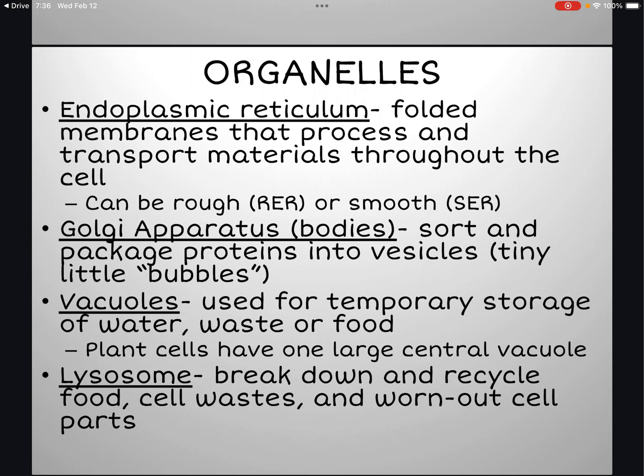Lysosomes are kind of like the maintenance and the janitor crew in the cell. They come down and they clean up the messes. They break down products that are no longer any good, maybe waste products or parts of the cell that don't work anymore or have been worn out and need to be replaced. So they break these things down. They may reuse the parts that can be reused, or they're going to ship out the waste products to be eliminated from the cell.